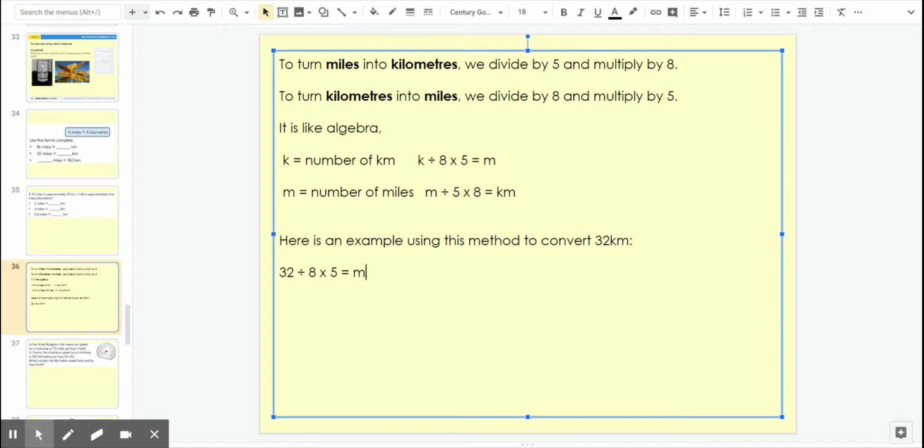So 32, what's 32 divided by 8? Yep, it's 4. So 4 times 5 equals 20 miles. So 32 kilometres, I haven't got that wiggly little thing, so I'm going to put that there, is approximately equivalent to 20 miles. Okay, so use that.